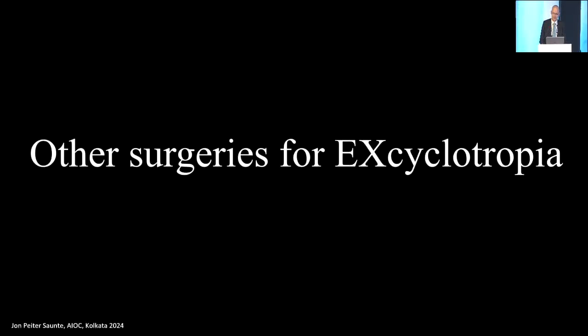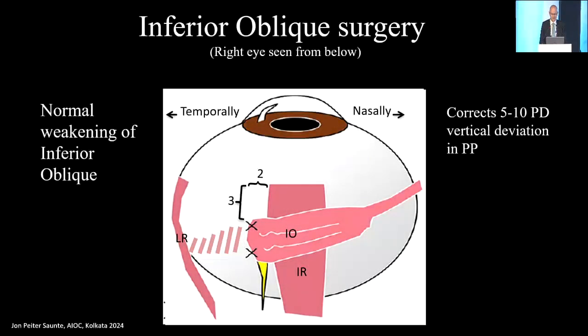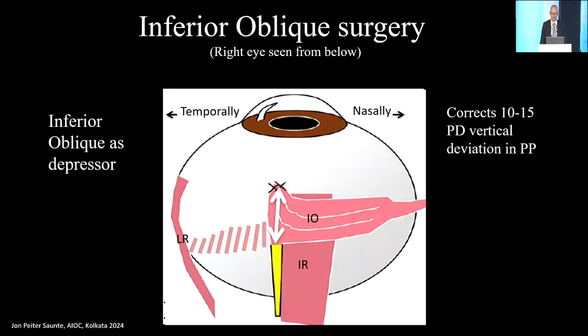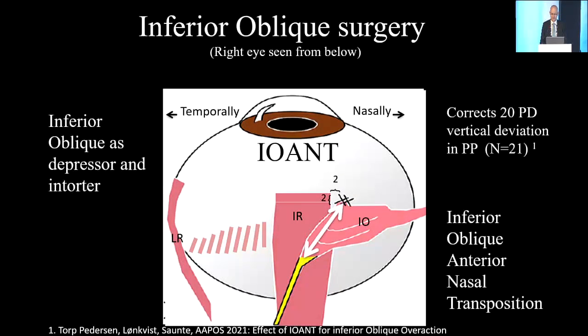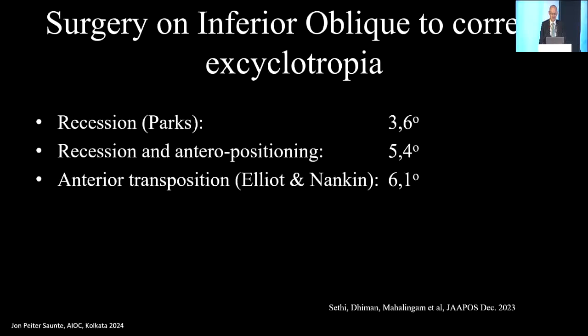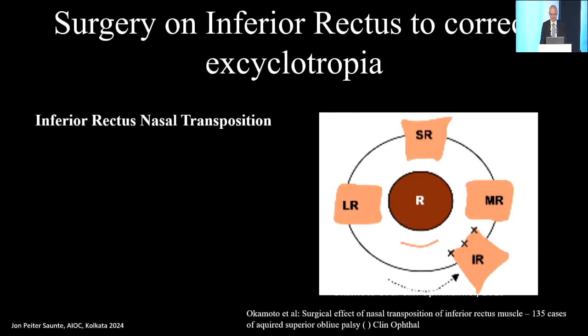Other surgeries for excyclotropia, we can work on the inferior oblique. We can make that an intorter. And the group from Delhi has looked at what happens if you put the inferior oblique nasally. If you work on the inferior oblique, this will take care of maybe 3 to 6 degrees of torsion if you put it temporally, but if you put it nasally, you will have a big effect to correct the excyclotorsion.